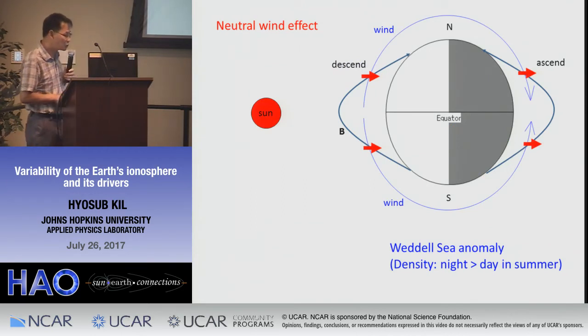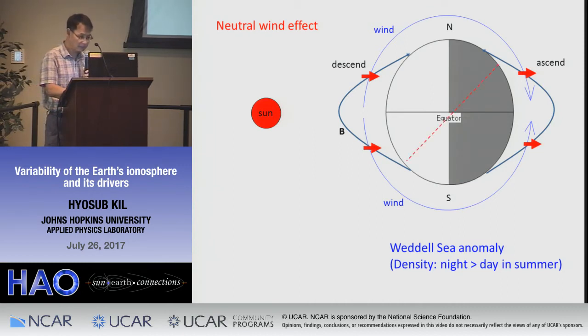And let's think about the neutral wind effect. There's sunlight, and then the wind blows from the equator region to higher latitude, right? So when wind blows this region, the magnetic field line is something like that. Then this wind pushes the ionosphere to lower altitude during daytime. But at night, wind pushes plasma upward. So this upward motion is a positive effect in plasma density. This downward motion is a negative effect in the plasma density.